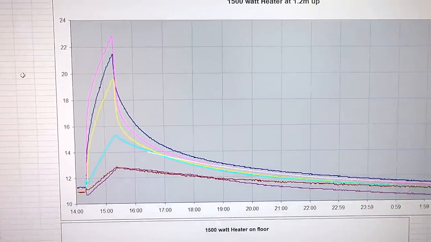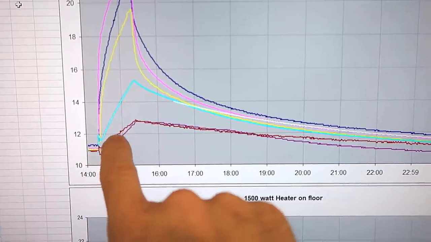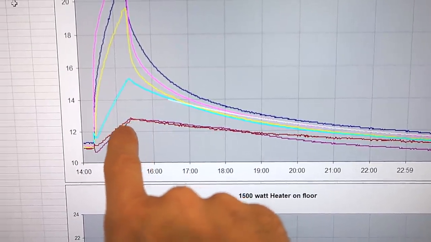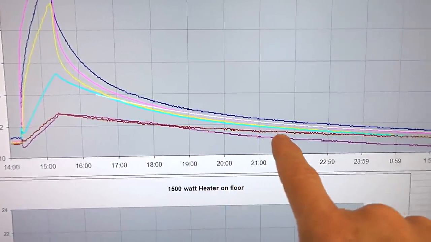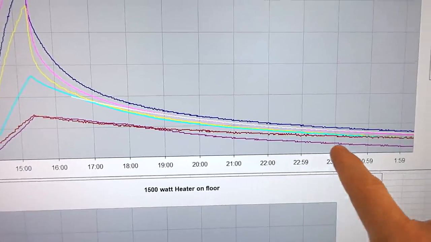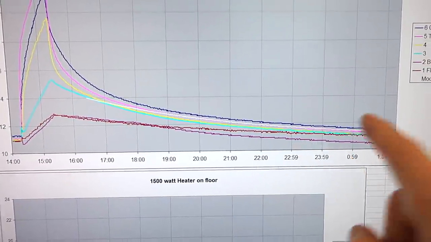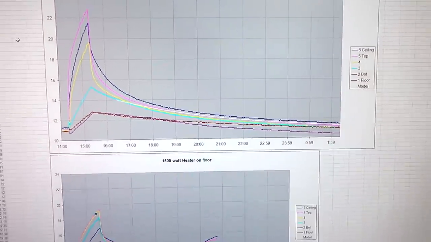Not surprising, really. Also interesting, the brown line is the sensor taped to the floor, which didn't warm up as fast and then actually settled at a higher temperature level than the one above the floor, which suggests that the room has got some amount of slight heat coming out of the floor when it's just sitting there.